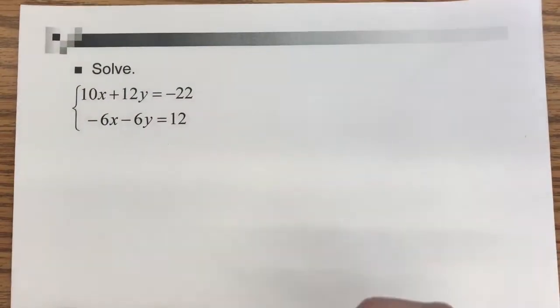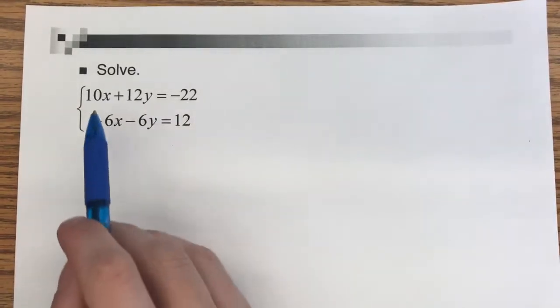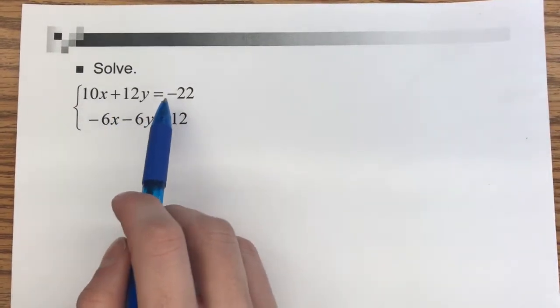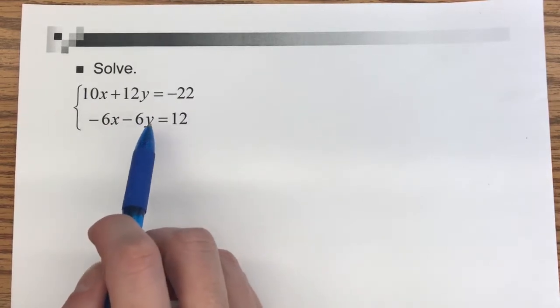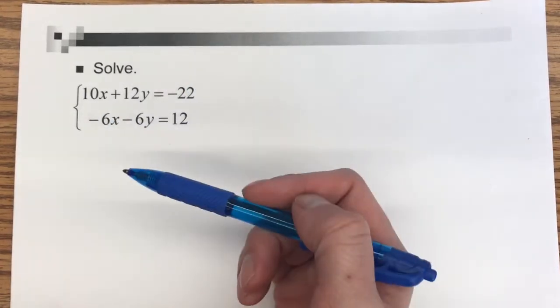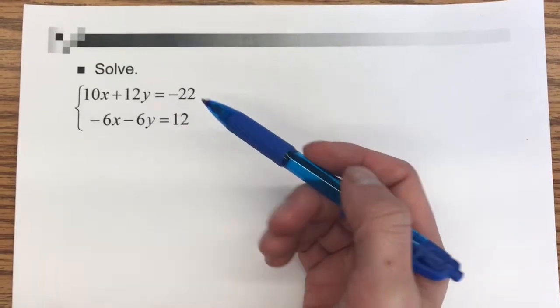All right, second problem. I have, again, a system of equations. 10x plus 12y equals negative 22. Negative 6x minus 6y equals 12. My options are substitution, graphing, or elimination.